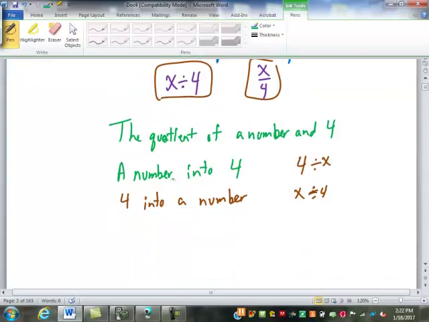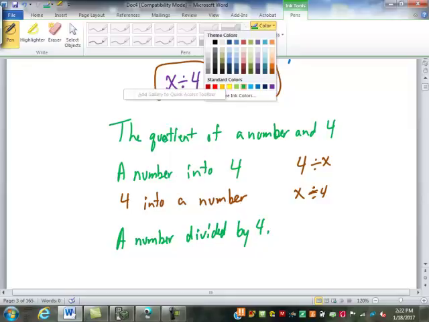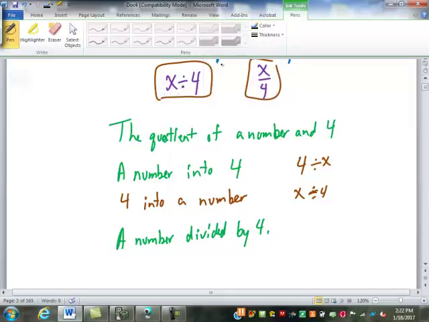I heard someone say the obvious one: a number, or x, divided by 4. Any others that you want to share? Okay, and there are, of course, others out there that if we dug far enough, we'd find several phrases that would indicate division for us.